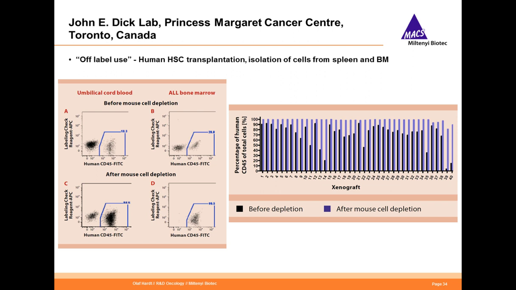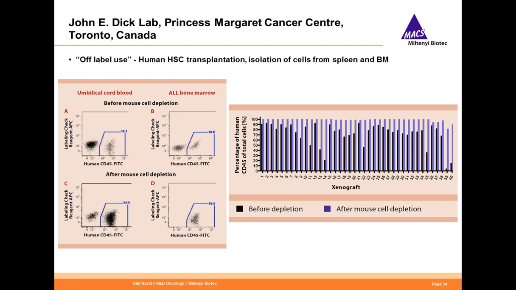So the last example for the mouse cell depletion kit is what I mentioned in the beginning, that it's not only working for tumor tissue, but also for non-tumor tissue because it's marker independent. And this is data from John Dick's lab in Toronto, Canada, which is using this kit for humanized mice. So they do a human hematopoietic stem cell transplantation either from umbilical cord blood or from bone marrow. And then they reconstitute the bone marrow of the mice with a human immune system.